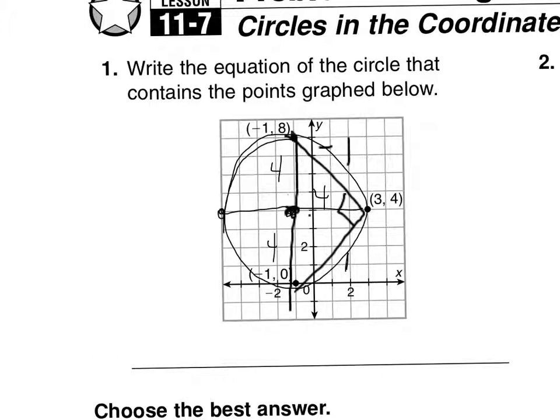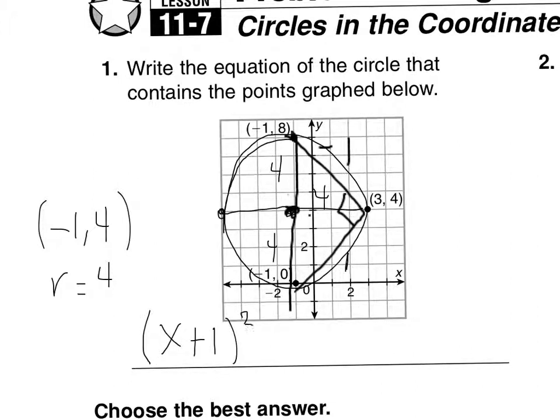It is at -1, 4. And then I have a radius of 4. So then I can form my circle: x plus 1 squared plus y minus 4 squared, and set that equal to r squared, which is 16.